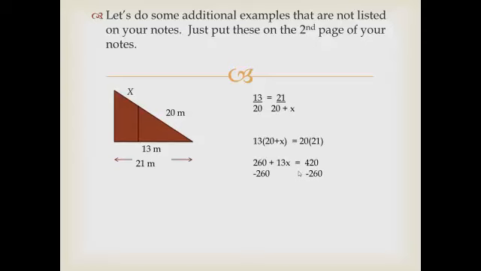Now we're going to subtract 260 from both sides, trying to get x all by itself. So we end up with 13x equals 160. Next, we're going to divide both sides by 13. When we do this, we find out that x equals 12.3 meters. So the small section as part of the hypotenuse of the larger triangle is 12.3 meters. Please pause the video at this time if you need more time.